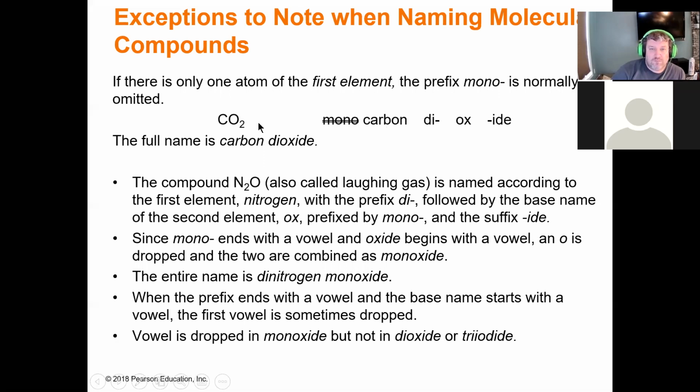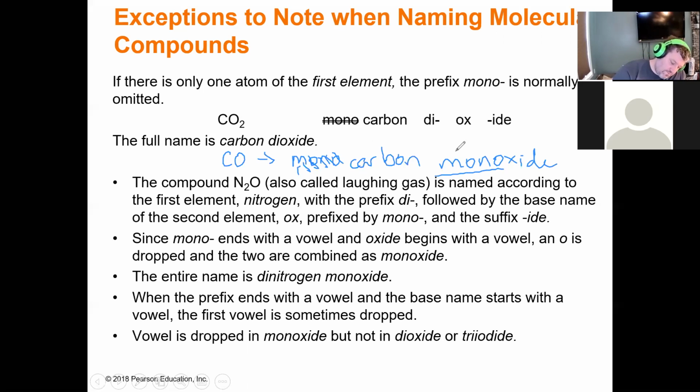So this is CO2. If we were to follow the system, it would be monocarbon dioxide. We can drop the mono because anytime there's one on the first, you can drop it. You can't drop mono on the second though. So I'll draw this guy here, CO. This would be monocarbon monoxide. We don't call that monocarbon monoxide though. What do we call it? Carbon monoxide, because we can drop the mono on the first.